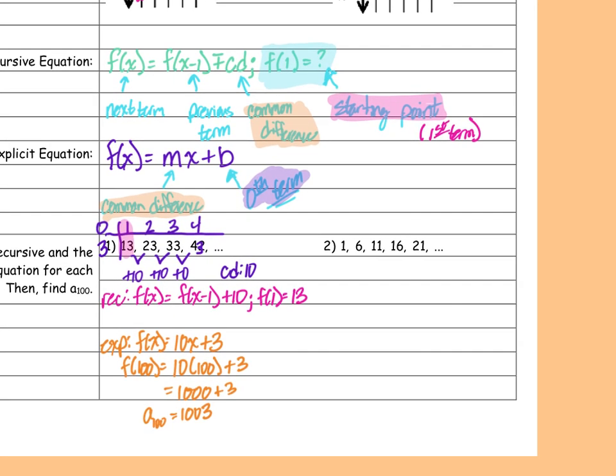So for number 2, I'm going to do the same thing. I'm going to make a table, right? And I have term 1, 2, 3, 4, and 5. And then I'm going to need my 0th term eventually. So what am I doing to get from one term to the next every time? What am I doing?